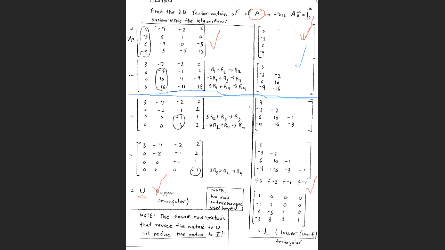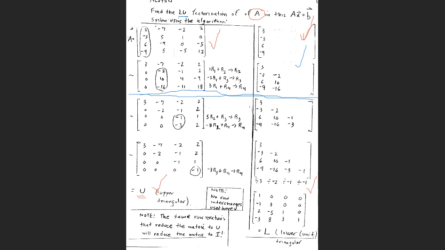Okay, all right. So we're going to do this algorithm that's going to allow us to find what's called the LU factorization of the matrix A. So we're going to be writing the matrix A as a product of a lower unit triangular matrix times an upper triangular matrix. And here's how the algorithm works.